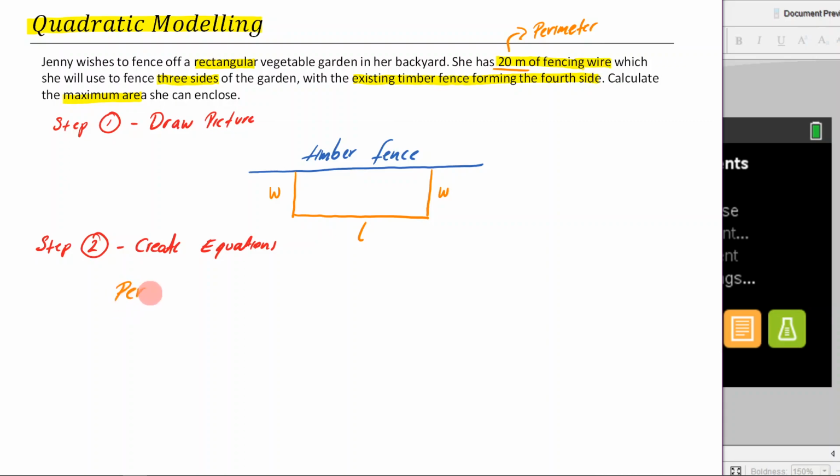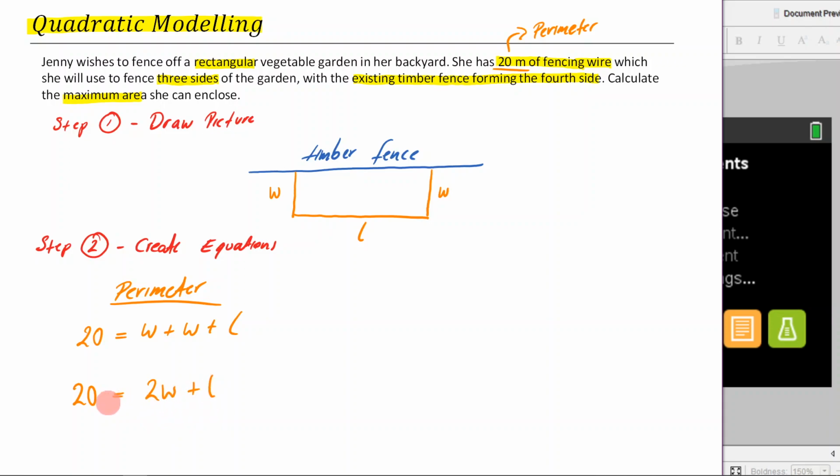So I know that my perimeter is going to be 20 meters. So in other words, it's going to be my width plus my width plus my length. So I'm figuring out my perimeter here. My perimeter is 20 meters, and it's going to be my width plus my width plus my length. I could gather together my like terms. It's going to be 2w plus L is going to be equal to 20.